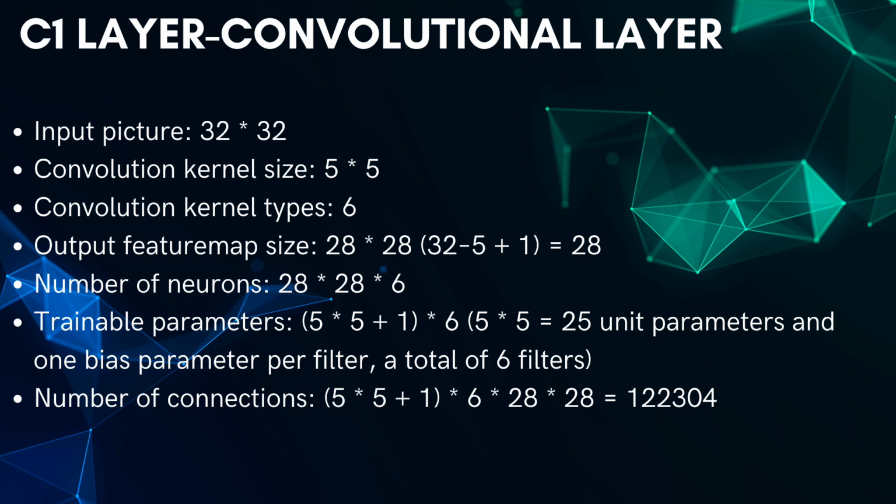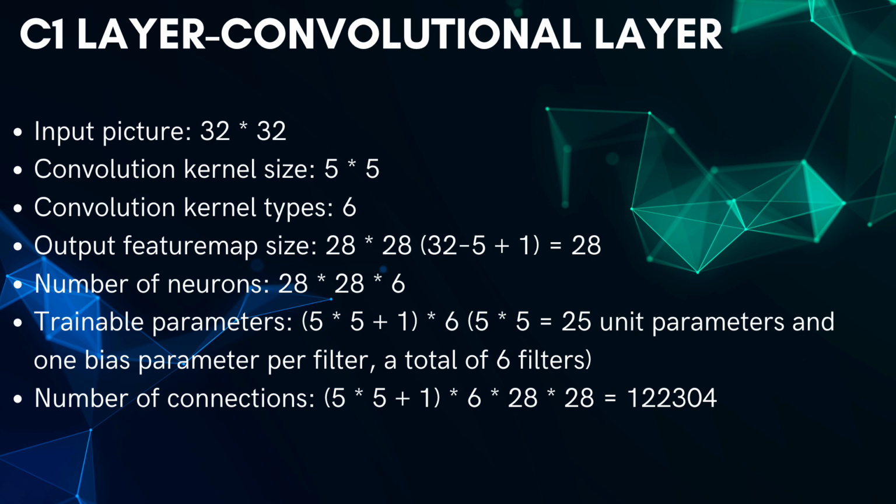Now, let's talk about the trainable parameters. Each convolution kernel is 5 times 5, and each kernel also has a bias. So, for 6 filters, we have a total of 156 trainable parameters, that's 5 times 5 plus 1 per filter, multiplied by 6 filters. Here's where things get interesting.